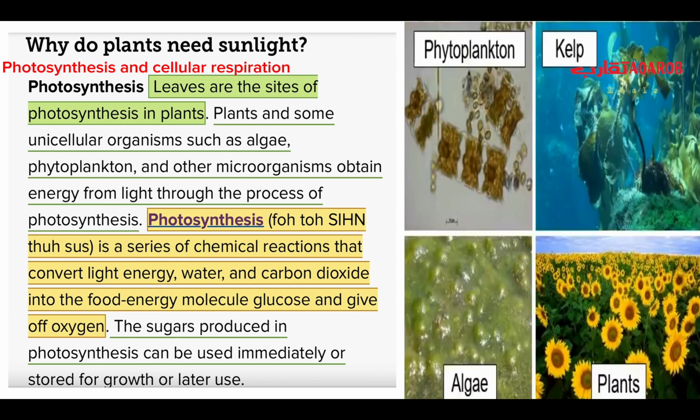Very good. So plants and other unicellular organisms like phytoplankton, algae, and kelp use light to produce their food in a process called photosynthesis. So photosynthesis is a series of chemical reactions that convert light energy from sunlight, water, and carbon dioxide into the food energy molecule glucose, and they also give off oxygen. The sugar produced in photosynthesis can be used immediately or it can be stored for growth or later use.